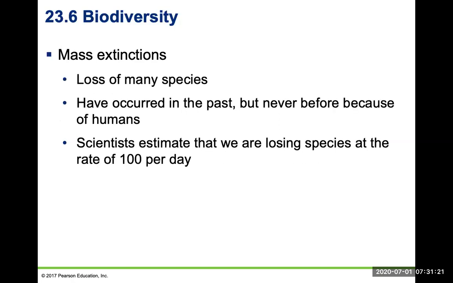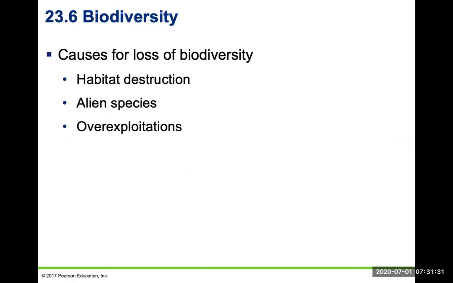Mass extinctions are the loss of many species. They have occurred in the past, but never before because of humans. Scientists estimate that we're losing species at the rate of 100 per day. Causes for loss of biodiversity again include habitat destruction, alien species that are brought in, and overexploitation of the land.